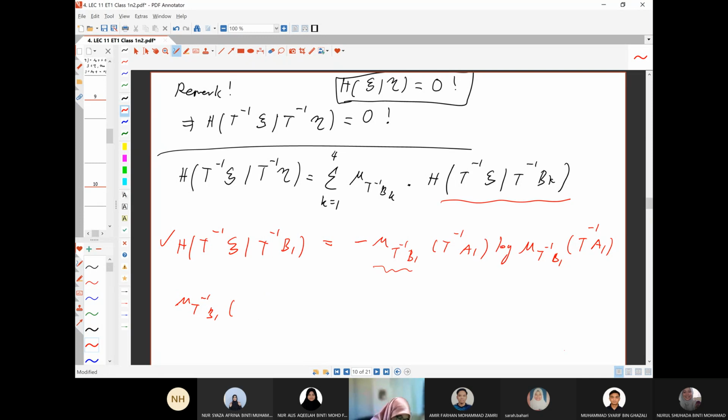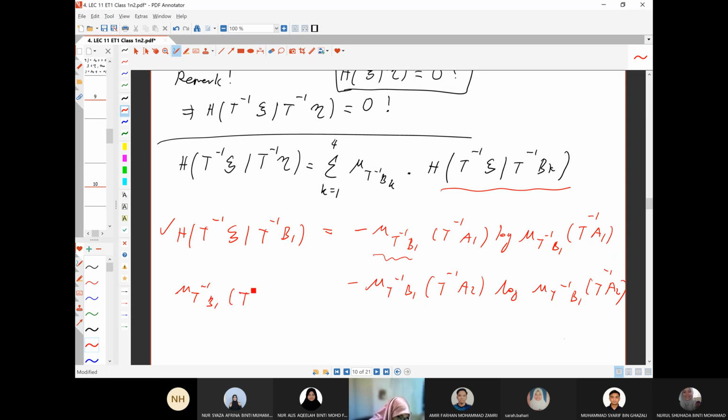Banyak ni. Mu T inverse B1 T inverse A2, log mu T inverse B1 T inverse A2. Okay. Lepas tu cari satu persatu measure. So you got A1 here. This is equals to mu of T inverse of A1 intersect B1 over mu of T inverse of B1.